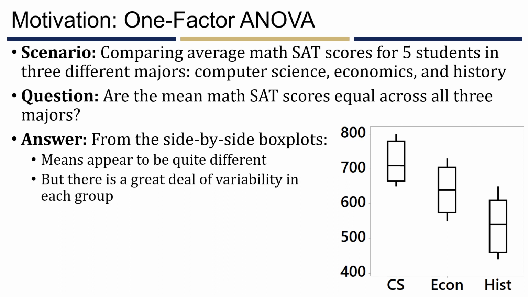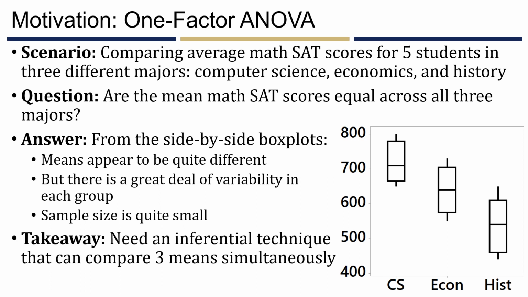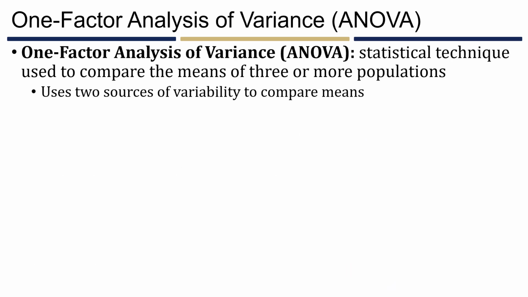However, there's also a great deal of variability within each individual group. Moreover, the sample size is pretty small. And so in the end, what we need is an inferential technique that allows us to compare 3 different means simultaneously. Up until this point, all of the inferential techniques that we've done that involve analyzing a population mean only dealt with 1 or 2 samples. We need some technique that can handle 3 or more groups. That's where one-factor analysis of variance, or one-factor ANOVA, comes into play.